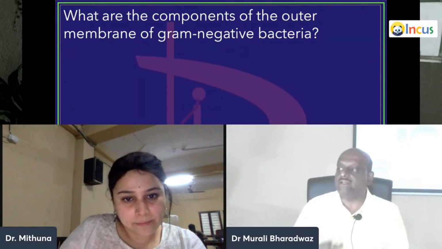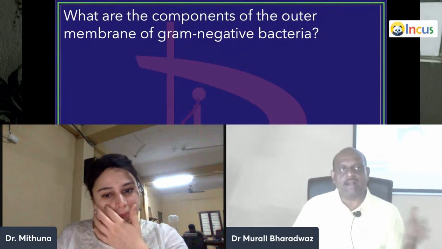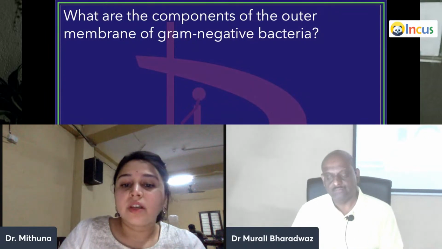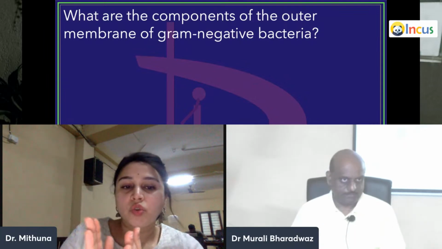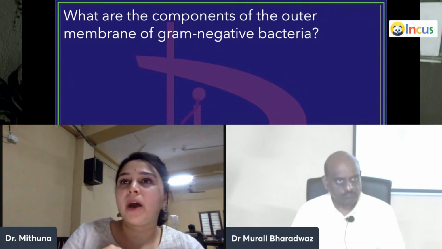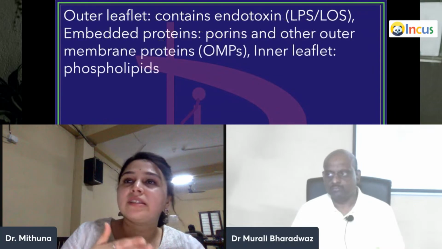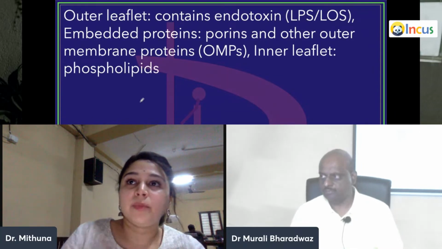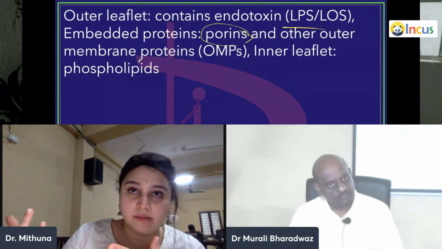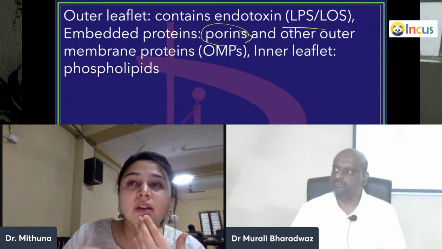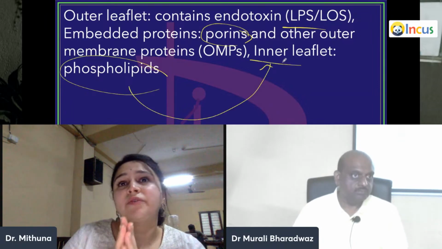Now, if you look at the gram-negative bacteria, what are the components of the outer membrane? If you specifically take the outer membrane into consideration, we can divide it into three things: an innermost leaflet, a middle part, and an outermost leaflet. The outermost leaflet has endotoxins, sir, LPS and LOS, which is nothing but lipopolysaccharide toxin and lipo-oligosaccharide toxin. And they also have embedded proteins, they have porins, and other proteins. Whereas the inner leaflet has phospholipids.